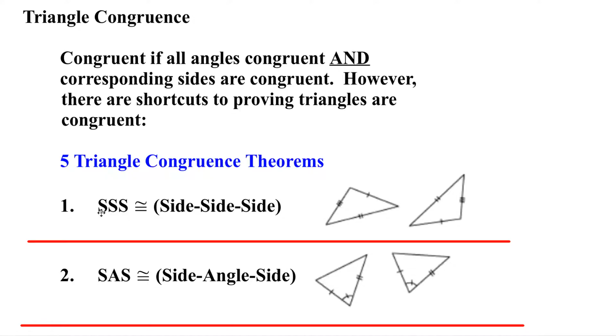So the first one is, if we just know 3 sides in each triangle are congruent to the other 3 sides, we call that side, side, side, or SSS congruency. By the way, that is the symbol right here for congruency. We know that these 2 triangles here are congruent.